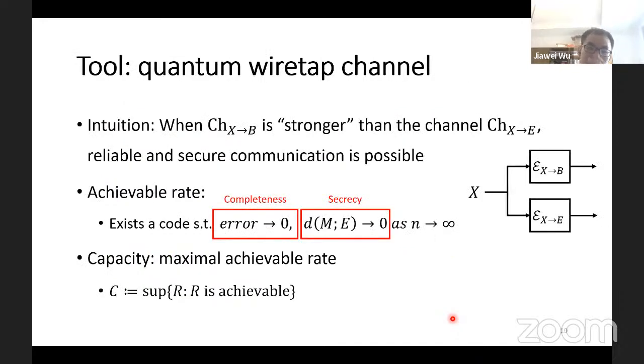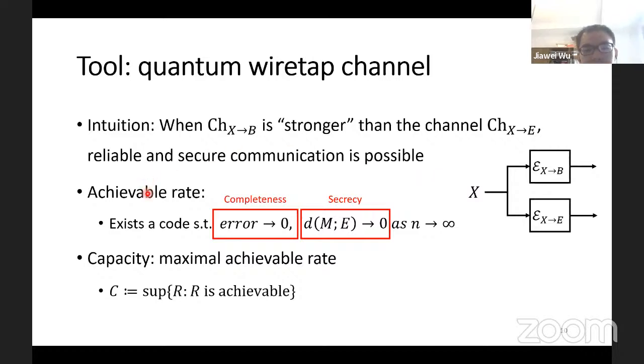To analyze this scenario, we will apply quantum wiretap channel theory. Intuitively, if a channel is stronger than another channel, then secure communication should be possible.